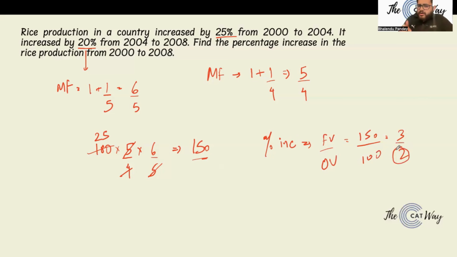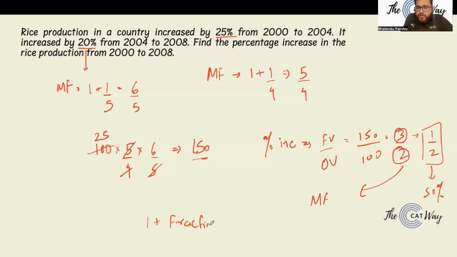You can go in any manner now. Original value was 2. Final value is 3. Correct? So can I say there is an increase of 1 over 2? So there is an increase of 50%. Or this is nothing but what? This is nothing but multiplying factor. So when you have the multiplying factor, how do you calculate the percentage? So 1 plus fraction, right? So 1 plus fraction is equal to multiplying factor, right?